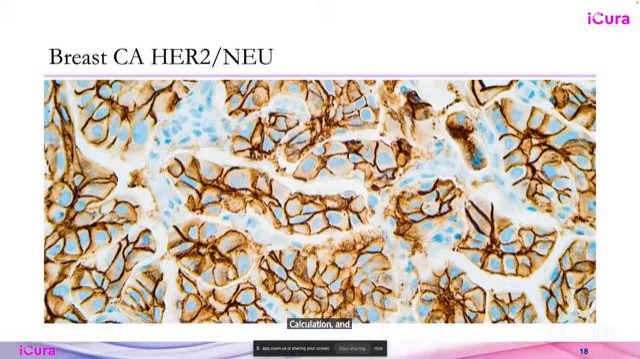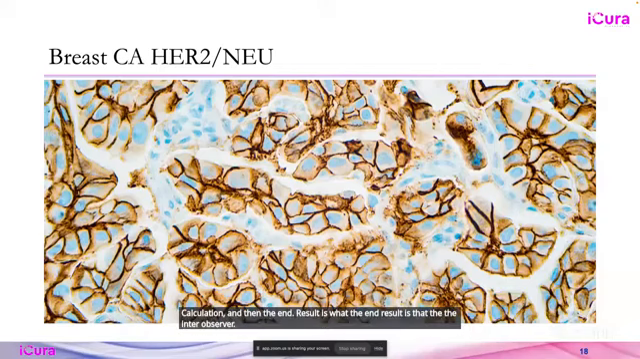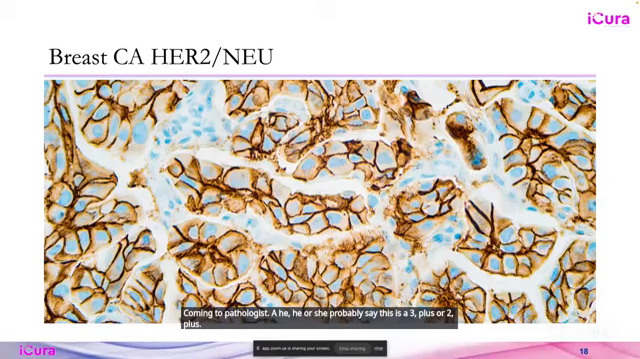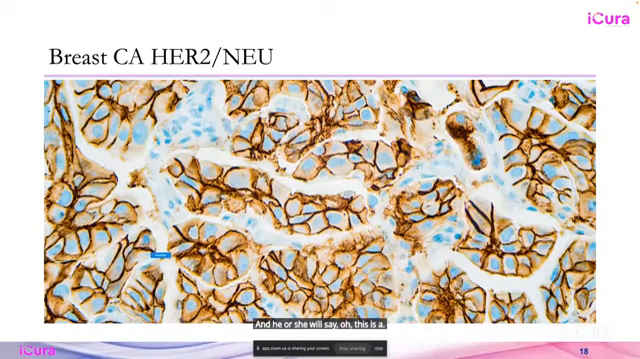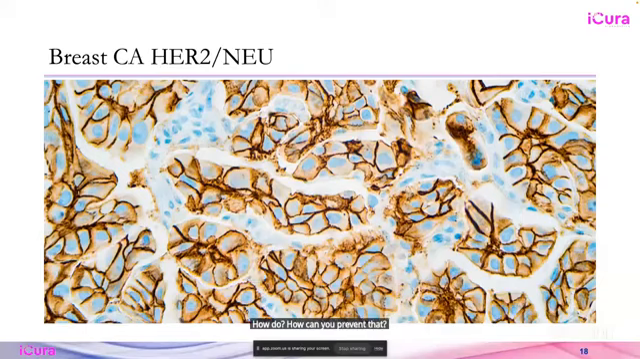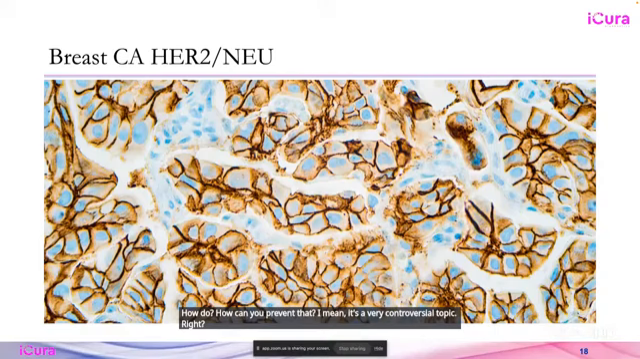And then the end result is what? The end result is that the inter-observer variance can sometimes be very high, meaning the same case coming to pathologist A, he or she probably says this is a 3+ or 2+, patient goes to get the Herceptin. And the next day you bring it to pathologist B, and he or she says, oh, this is a 1+, which means negative. The patient is not qualified for Herceptin. How can you prevent that? I mean, it's a very controversial topic, right? It's very hard to prevent that.